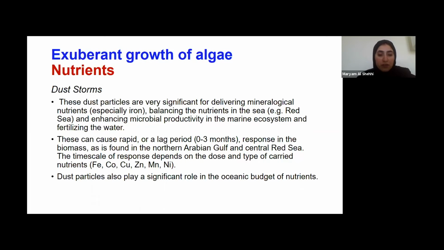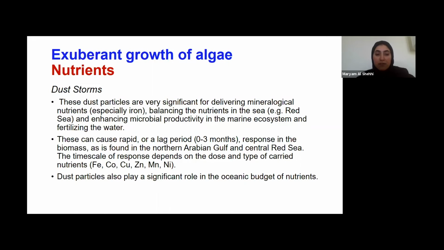So when the dust storm happens and the dust particles get deposited into the sea, they can cause a rapid bloom. The bloom happens either directly when the dust is deposited, or there can be a lag period of 0 to 3 months. So after the dust storm, a few months pass, and then the response of the blooms can happen afterward. This is especially apparent in the northern Arabian Gulf and the central Red Sea.